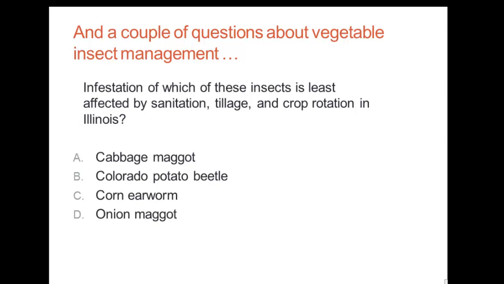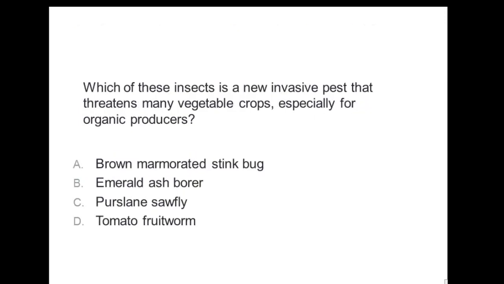Now at the end, I suspect a number of you are going to answer differently. Some of you will answer the same. The insect that's least affected is actually corn earworm, C. And it's because it migrates in from other parts of the country, and what we do in advance has little to do with where it decides to land, lay eggs, and cause problems.